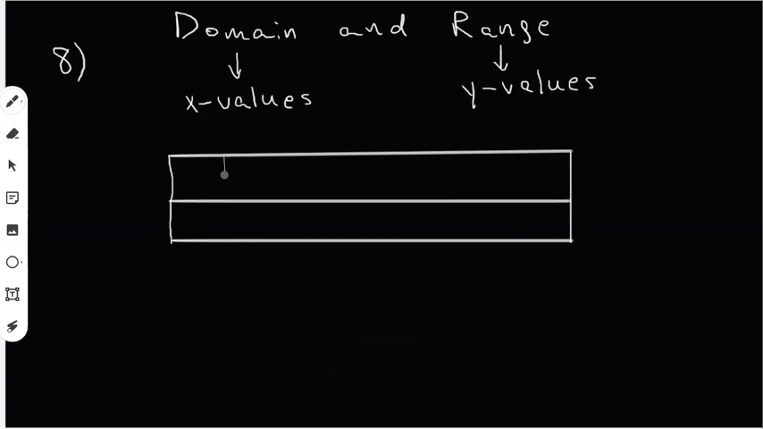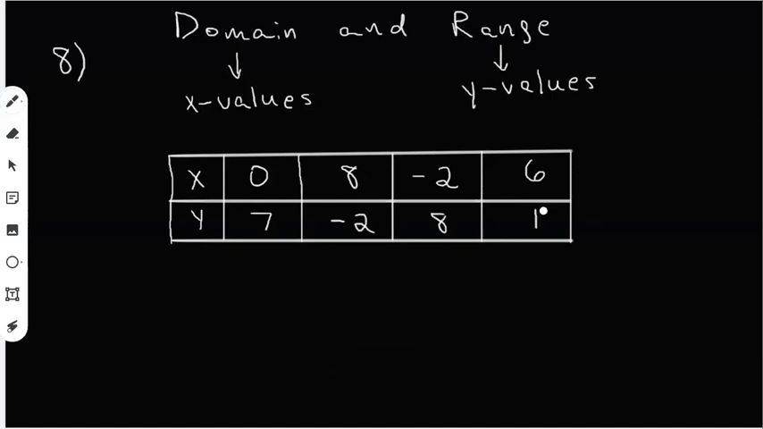Okay. So we're going to put all the x values on the top. So I'm going to put an X right here, and we're going to put all the Y values on the bottom. So I'm going to put a Y down here. And we're going to divide these into 4 different boxes. So we're going to have a line right here, here, and here. Okay. So what are all the X values? The X values are going to be 0 for the first one, 8 for the second one, -2 for the third box, and then 6 for the last box. And then for the y values at the bottom, we're going to have 7, -2, 8, and 1. So the question asks, what is the domain and what is the range?